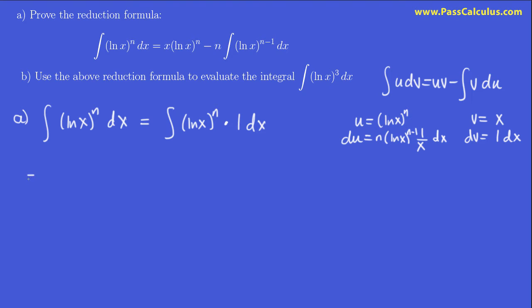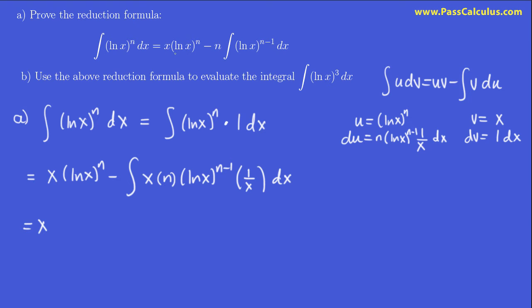Let's see what happens. We have to start off with u times v. So here's u and here's v. So it's ln x to the power of n times x. How about I write it in the other order, though? Let me put the x first. It looks a little bit better. uv or vu, it doesn't matter. So x ln x to the power of n, minus the integral of v, which is x, times du, which is all of this stuff. So times n times ln x to the n minus 1 times 1 over x dx. And this part's looking good, right? That's matching what we're supposed to get.